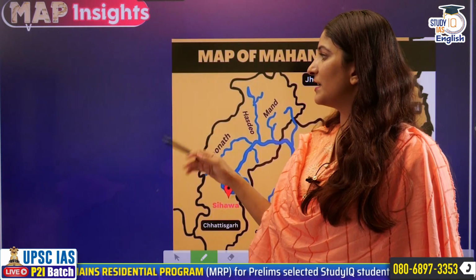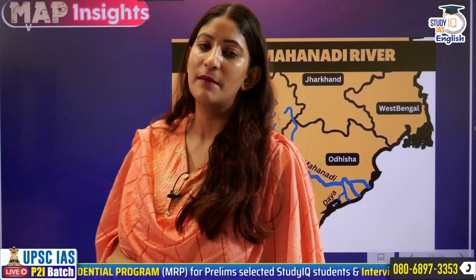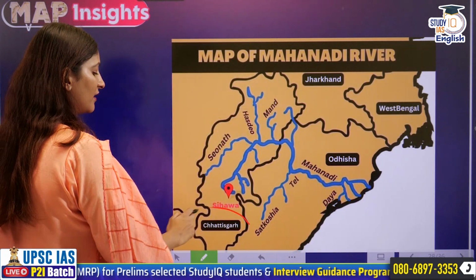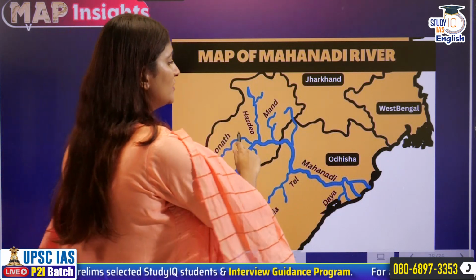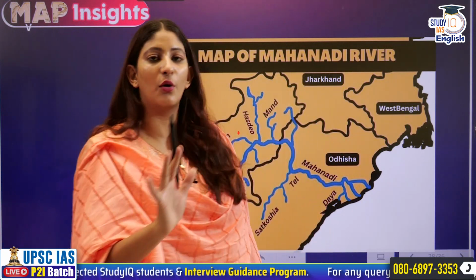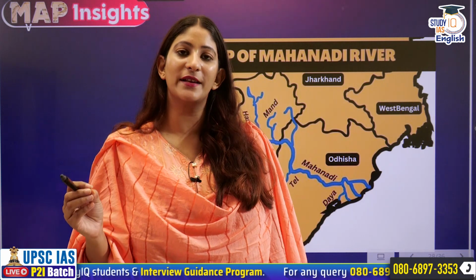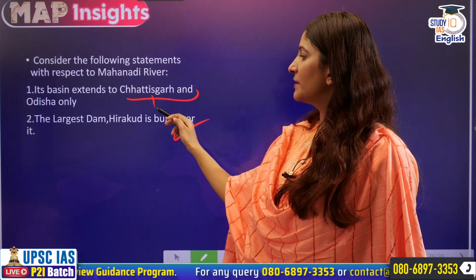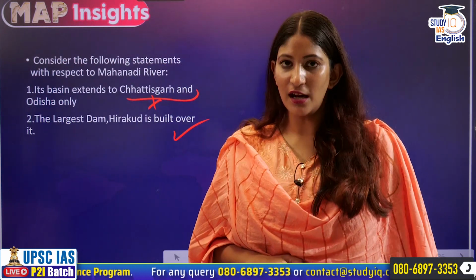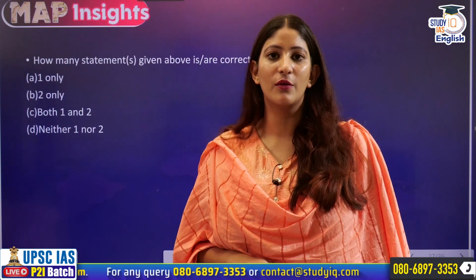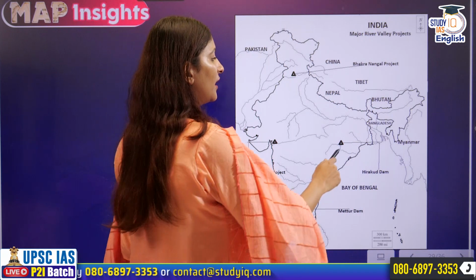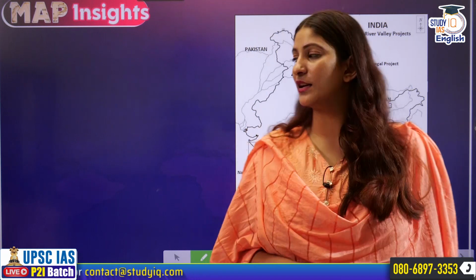First statement, let's see. Mahanadi means the great river. It rises in Dhamtari of Chhattisgarh. And apart from Odisha and Chhattisgarh, it also has a smaller basin in Jharkhand, Madhya Pradesh and Maharashtra. So that makes the first statement incorrect. Hirakud is a large dam and it is built over the Mahanadi, but it is not the largest dam.